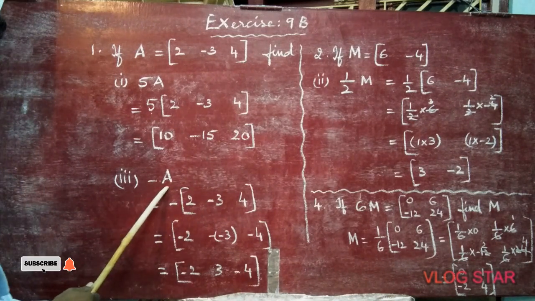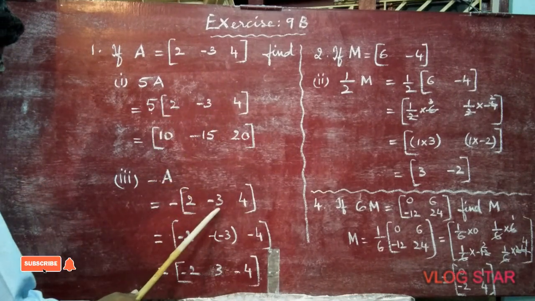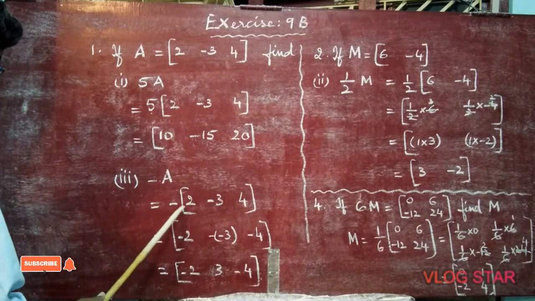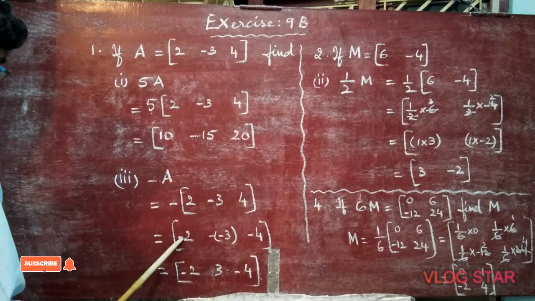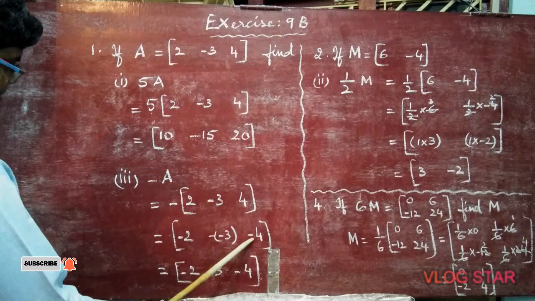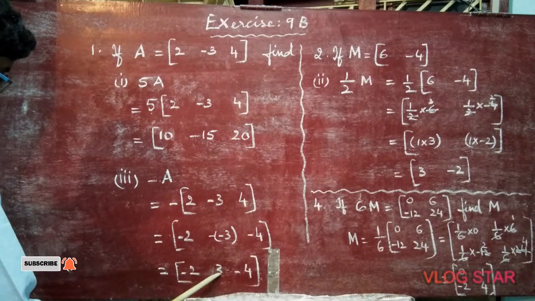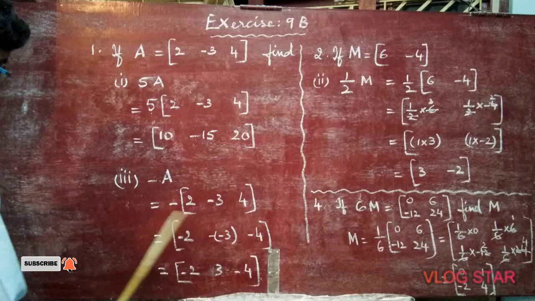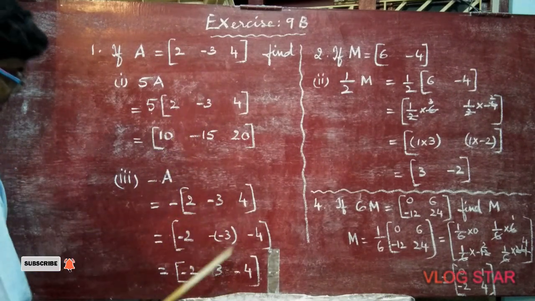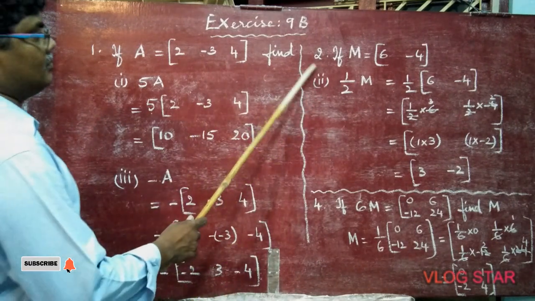Now third bit is minus A. Minus, and A is what given? [2, -3, 4]. Now apply minus. Plus into minus, minus; minus into minus 3, minus into plus, minus 2, minus into minus, plus 3, and minus 4. Quite opposite signs will come. Plus becomes minus. Minus becomes plus.